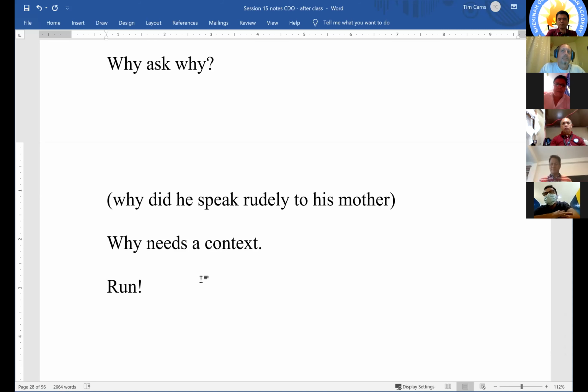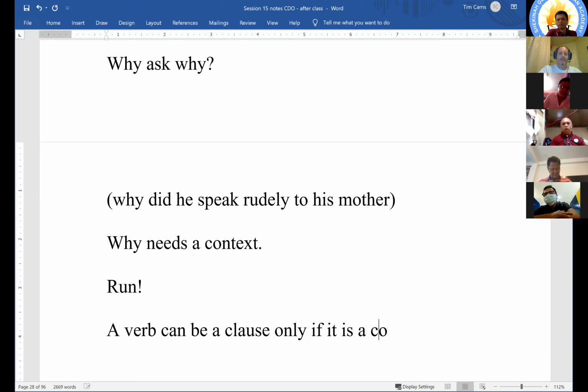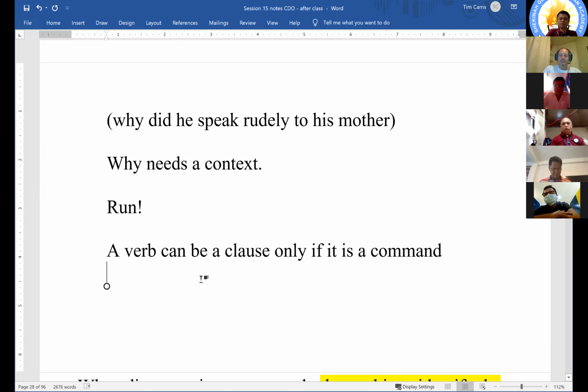The single word verb can only be a clause if it has an exclamation point, right? Only if it's a command. A verb can be a clause only if it is a command. Okay? And we're going to talk about verbs. Verbs are very, very important. They drive the action. They drive the understanding of what's happening within a paragraph. And so we're going to break down how you analyze a verb, because it's important.